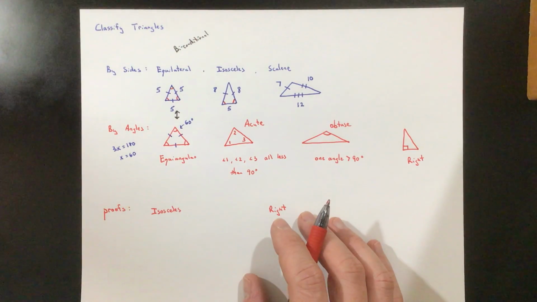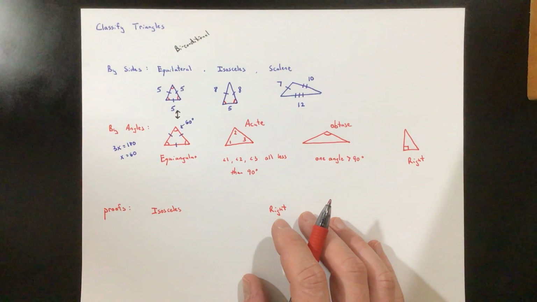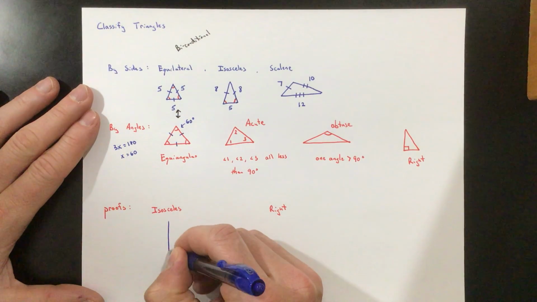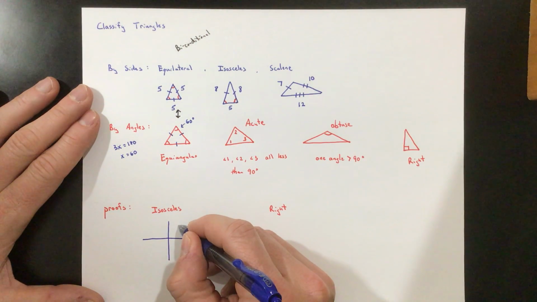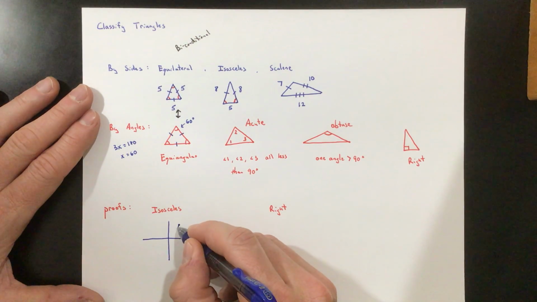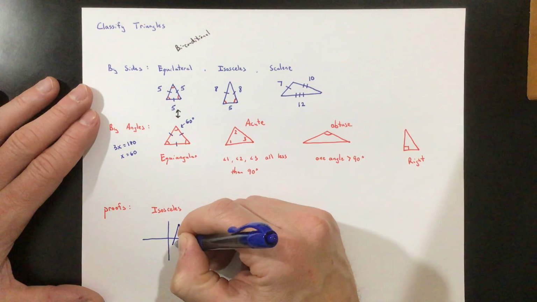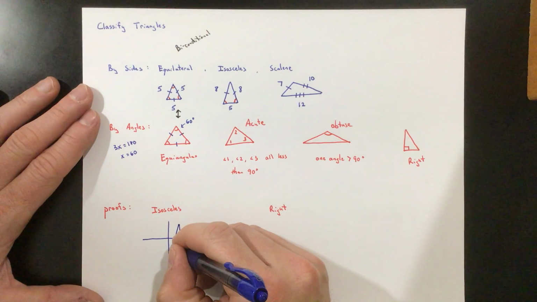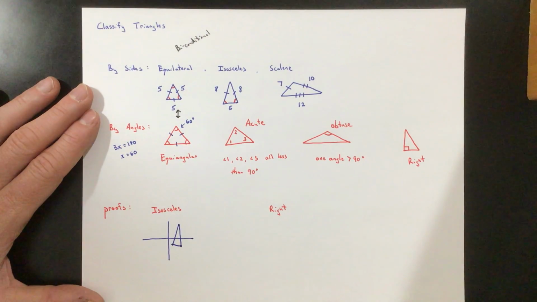But I did want to mention that if you are trying to prove something's isosceles and it was on a coordinate grid, so let's say you had a triangle here, or a point there, excuse me, and let's say you had something like that, and you wanted to know whether or not that triangle was actually isosceles.